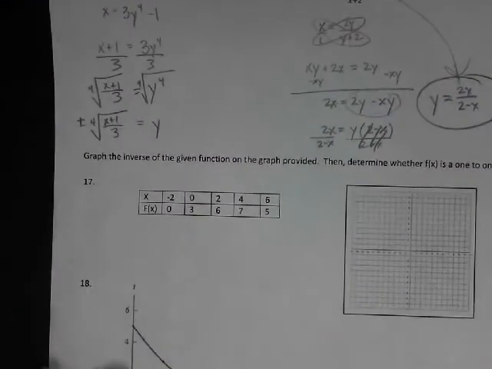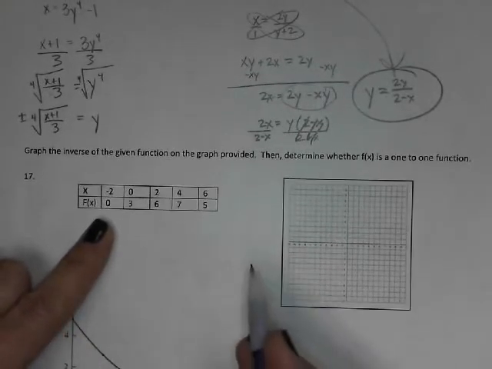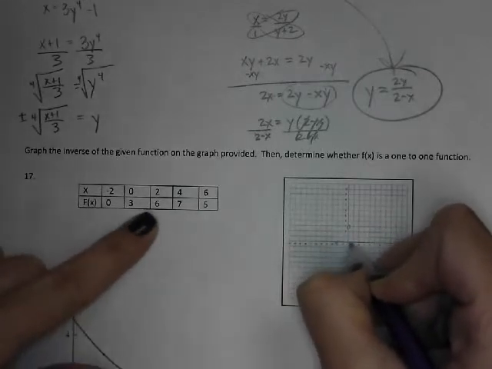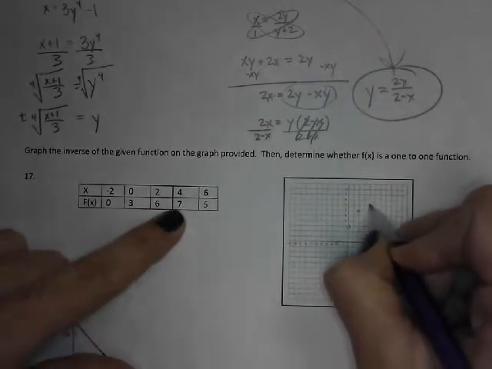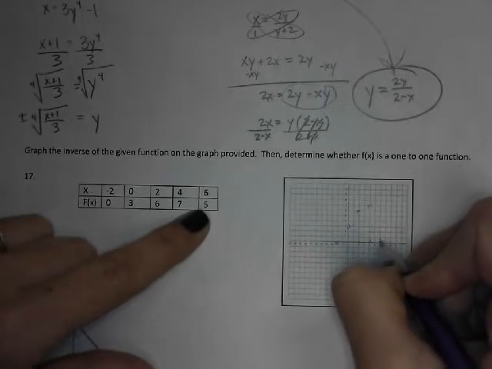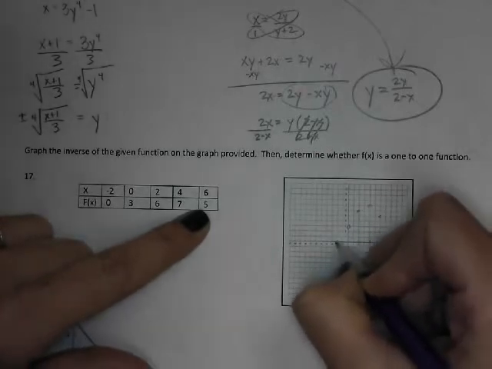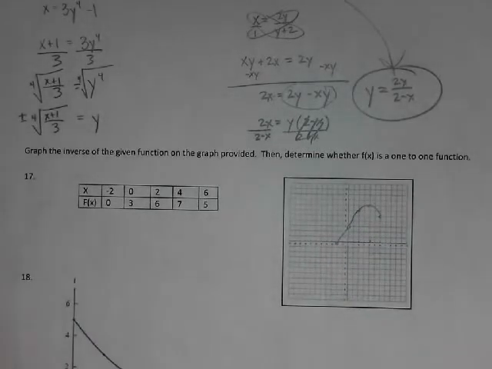Last bit on inverses here. We have a table of values where we're going to graph the original function, 4, 7, and 6, 5. It's kind of a weird looking function. It's doing this. But now it wants the inverse, graph the inverse. So that's just flip-flopping the points.